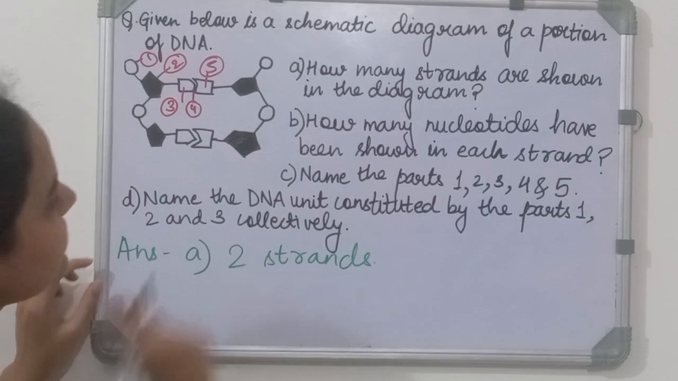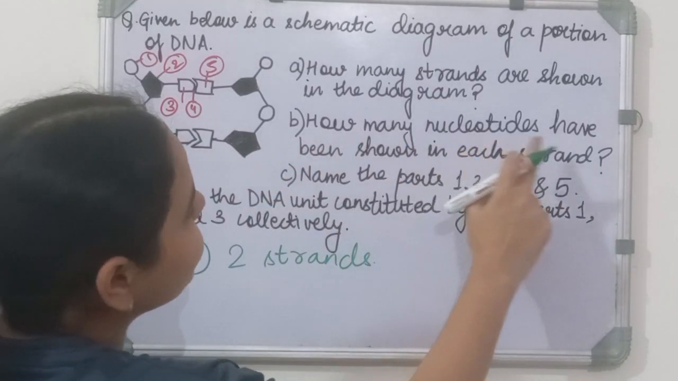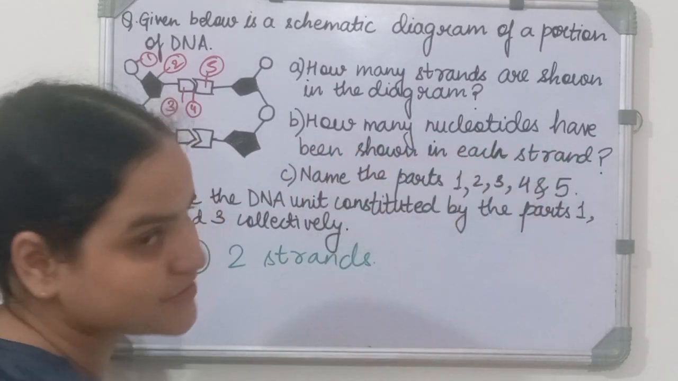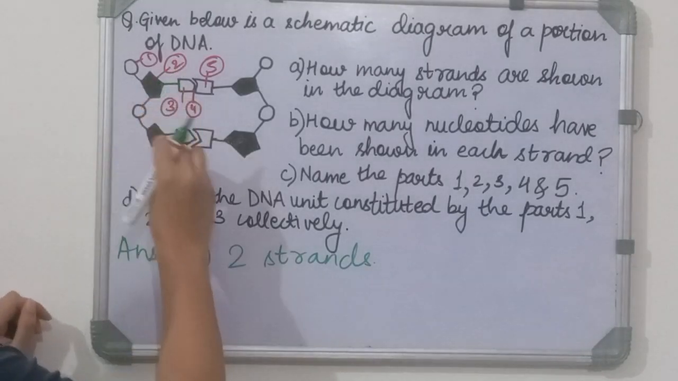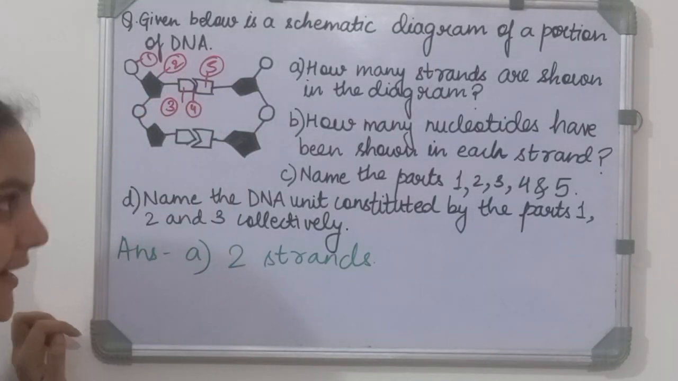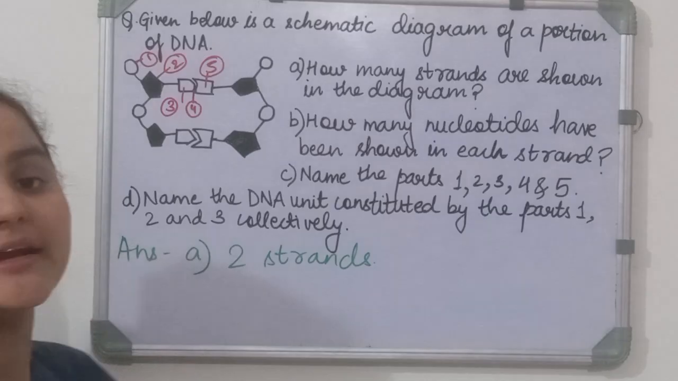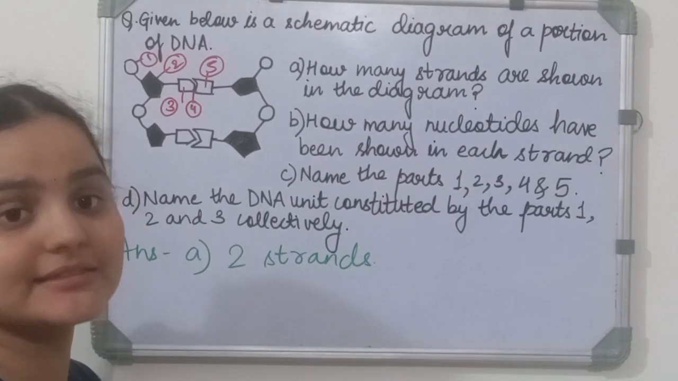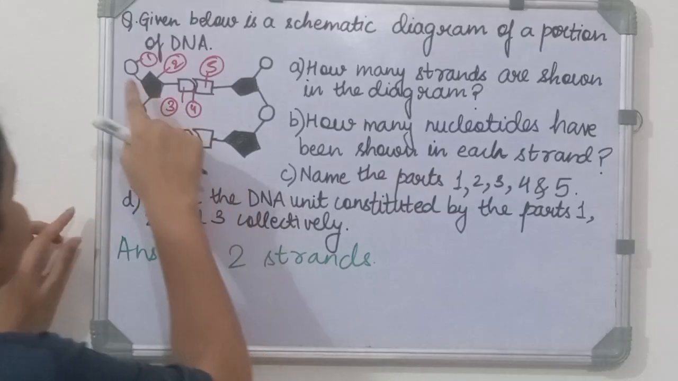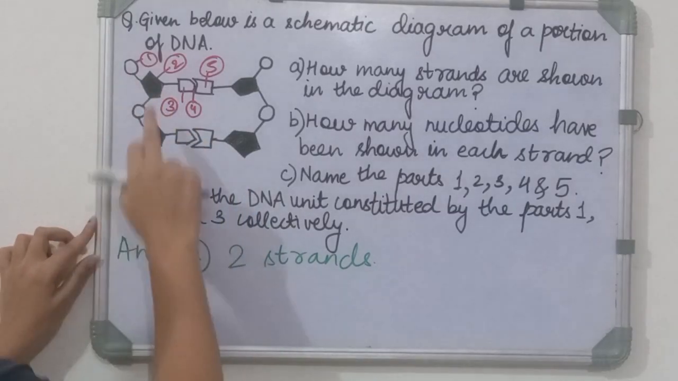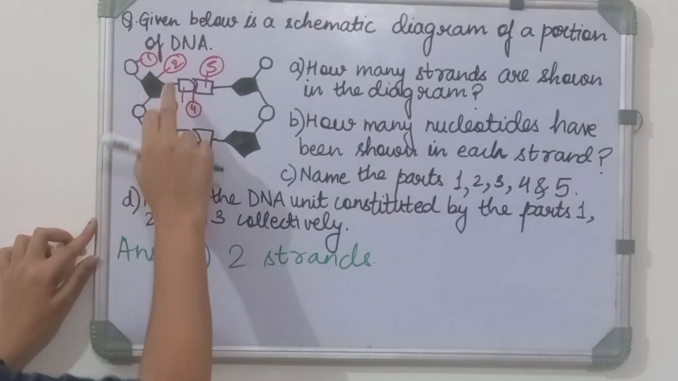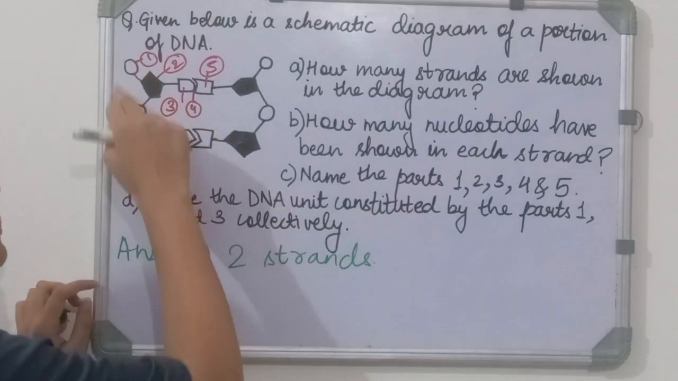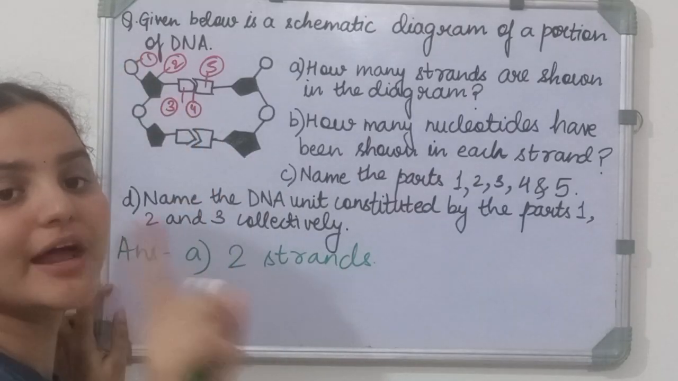Okay, now next question. How many nucleotides have been shown in each strand? It is asking in each strand how many nucleotides. So nucleotide consists of pentose sugar, nitrogenous base and a phosphate. So this is phosphate, this is sugar and this is the nitrogenous base. So this whole comprises one nucleotide.